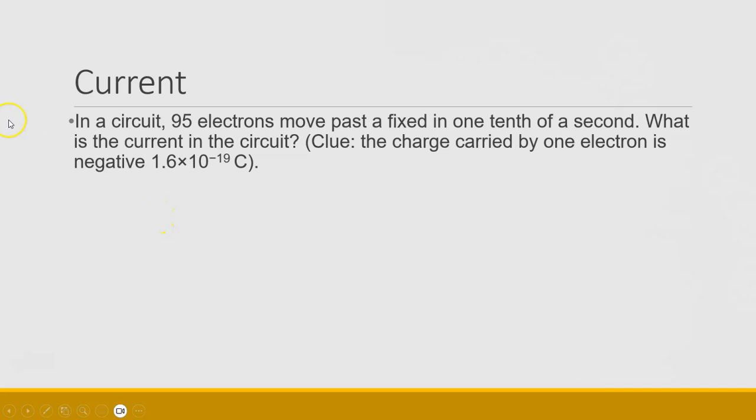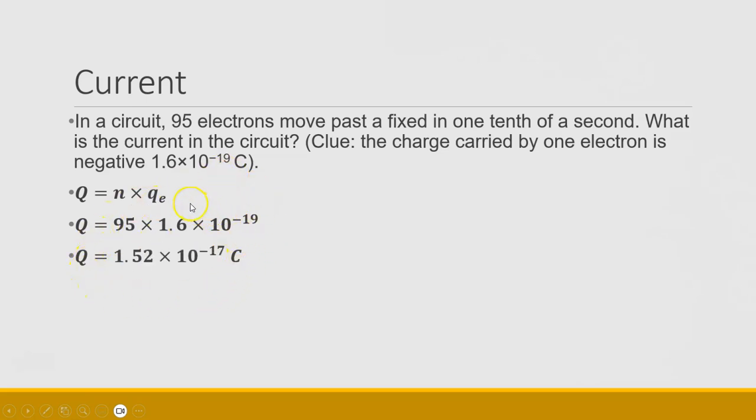In a circuit, 95 electrons move past a fixed point in 1/10 of a second. What is the current in the circuit? Now, we know that I equals Q over T, but in this case, we were given the T, but we weren't given the Q. Instead of being given the Q, we were given the number of electrons. So can we work out the total charge based on those 95 electrons? Yes, we can. And the formula is Q equals N times Qe. So that's 95 electrons times the charge of an electron.